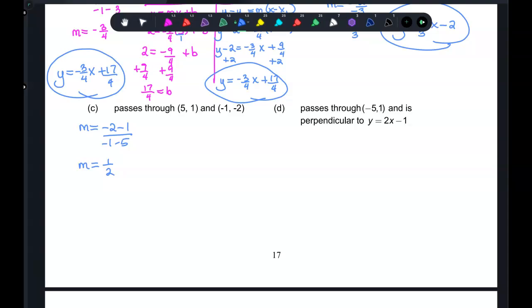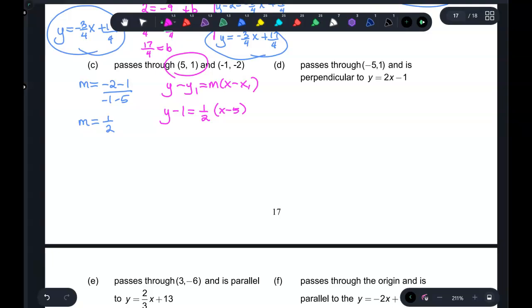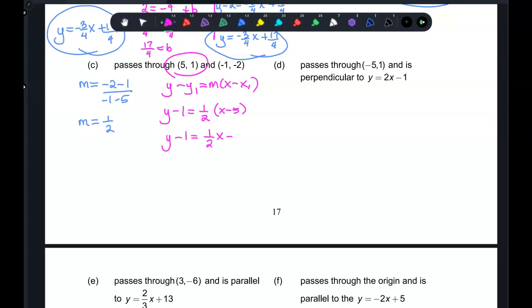Okay, I'm going to do my point slope form, which again is one of those equations that's not going to go away. You'll see it in algebra 2, pre-calculus, calculus. I'm going to use 5, 1. So I have y minus 1 equals 1/2 times x minus 5. I especially like using point slope form when I'm dealing with fractions. What do we want to do next? We're going to multiply the 1/2. So I have y minus 1 equals 1/2 x minus 5/2. Then I'm going to add 1 to both sides.